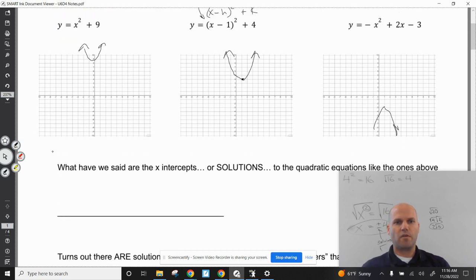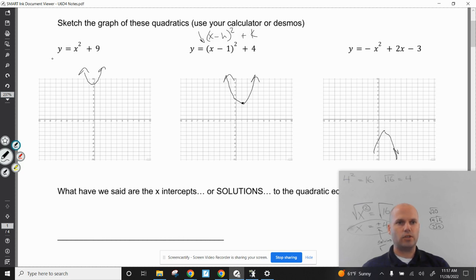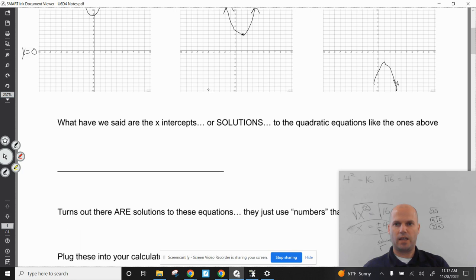So what we said is that the x-intercepts are the solutions. Like the x-intercepts when y is 0, what are the solutions to these? And we've been saying that there are situations when you have no x-intercepts, so that there's no solutions.